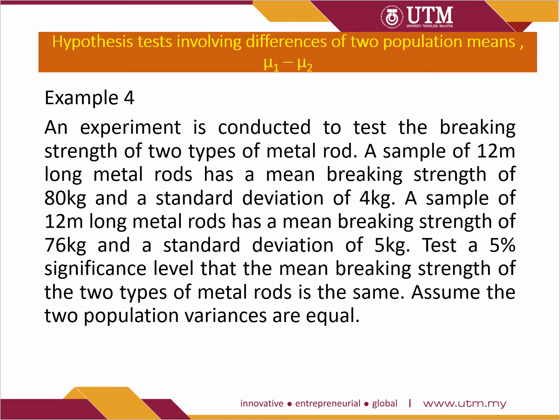So now let's try an example for this case. You can pause this video and try to solve the question. Before that, identify the important values involved in this situation. An experiment is conducted to test the breaking strength of two types of metal rod. A sample of 12-meter long metal rods has a mean breaking strength of 80 kg and a standard deviation of 4 kg. So this is from the first population.